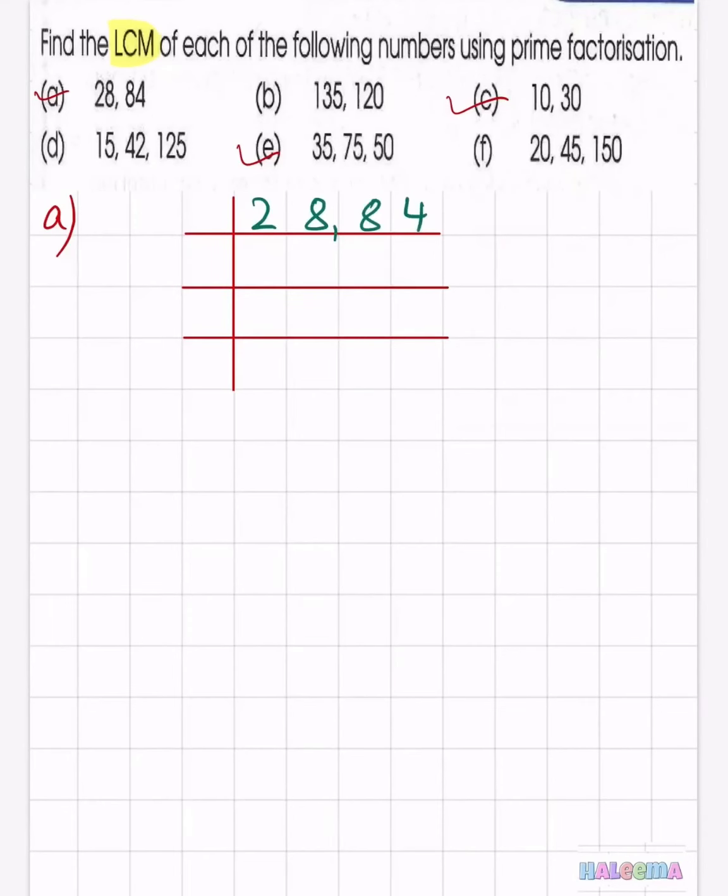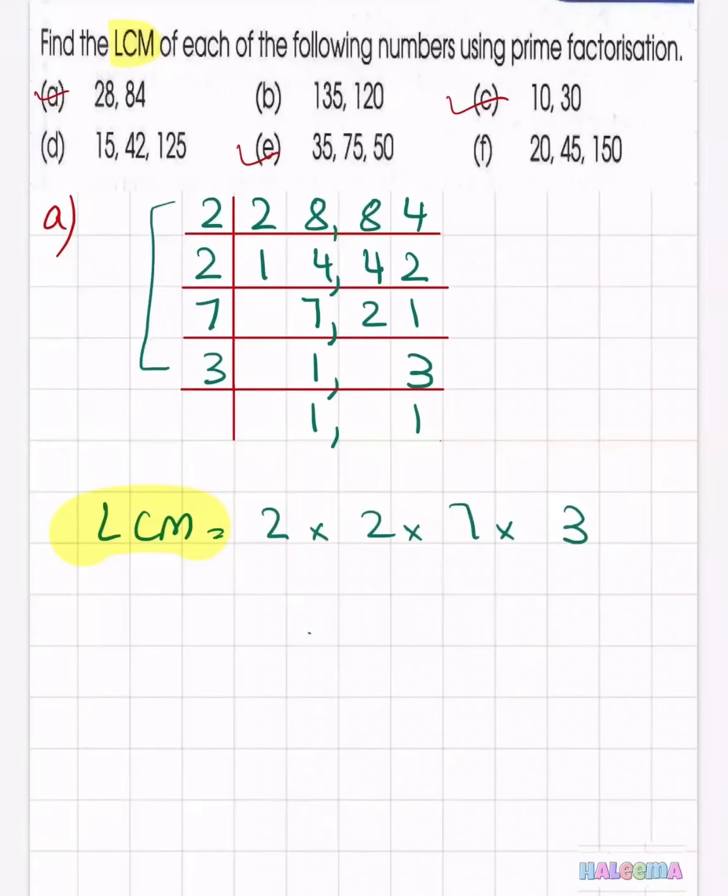Let's start with the 2 times table. 2 1s are 2, 2 4s are 8, 2 4s are 8 again, and 2 2s are 4. 2 times table again. 2 7s are 14, 2 2s are 4, 2 1s are 2. Now let's do it with the 7 times table. 7 1s are 7, and 7 3s are 21. And lastly, we have to do 3 1s are 3. Okay, so the LCM is, and now multiply them.